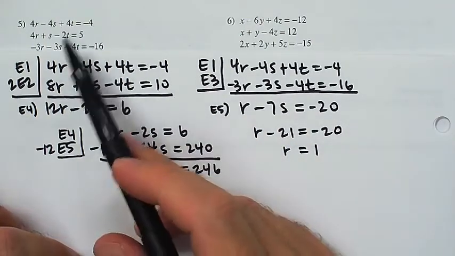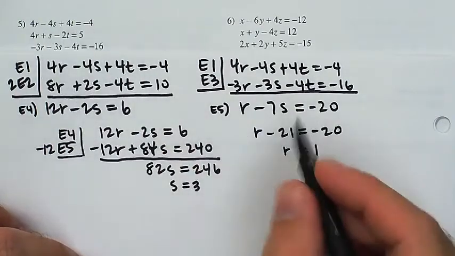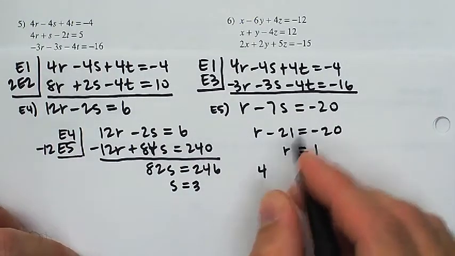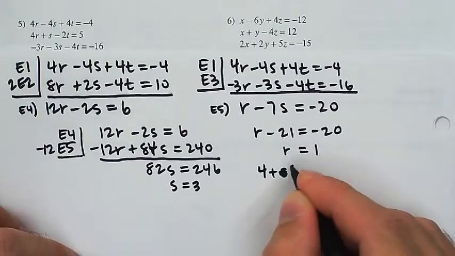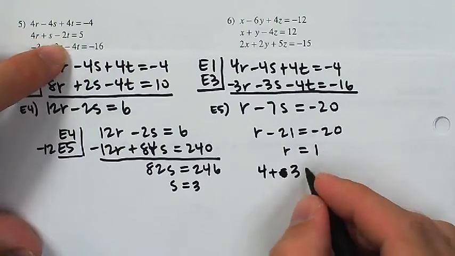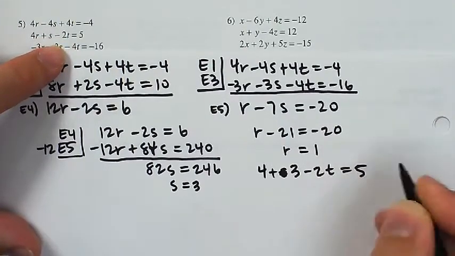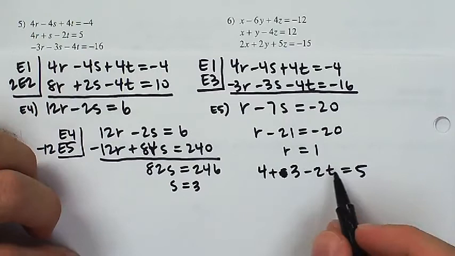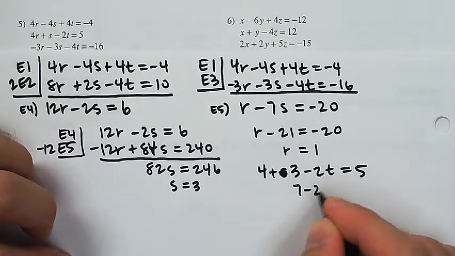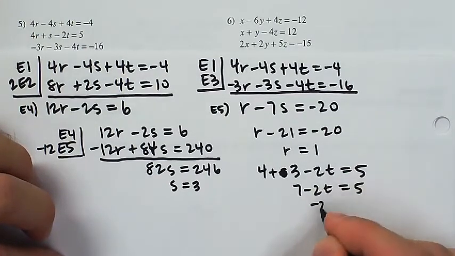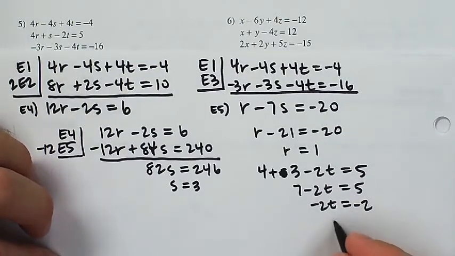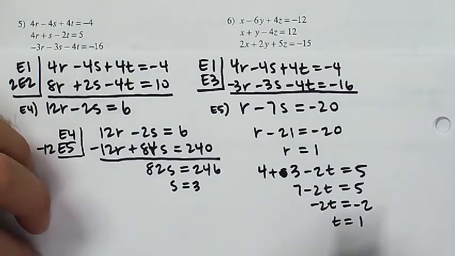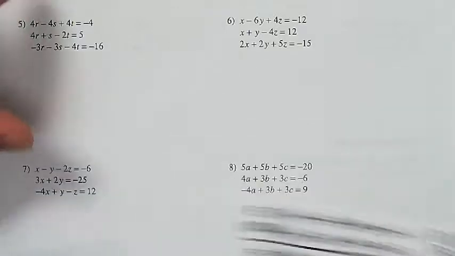Okay, and then lastly, I can go back to one of my original equations. Maybe I'll do the middle one. So 4r is 4 plus s, which is now 3, I just realized, minus 2t, that's equal to 5. Okay, so that's 7 minus 2t equals 5. Negative 2t, when I subtract 7 from both sides, that'll be negative 2, and divide by negative 2, and I'll get t equals 1. Okay, so r equals 1, s equals 3, and t equals 1.